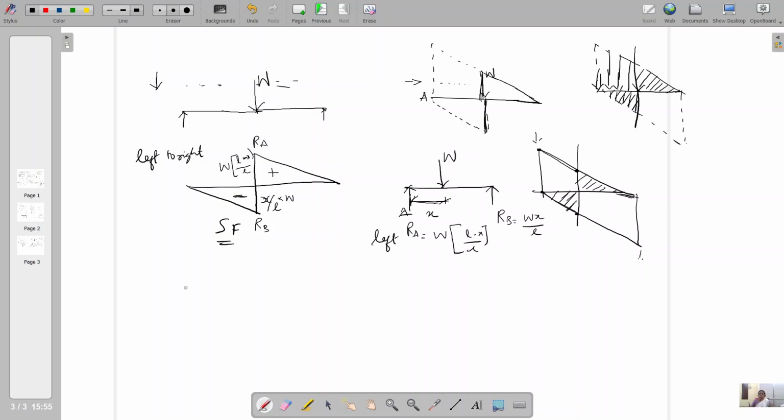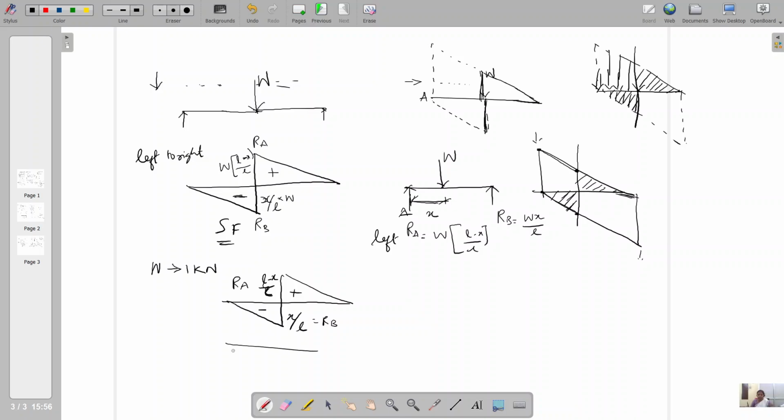Here a very important conclusion we are going to obtain. I am making W equal to 1 kilonewton for my convenience. Then the shear force diagram will be, instead of W, you consider 1. So it is x by L, and here it is (L minus x) by L. This is the negative diagram and this is the positive diagram, as discussed earlier. So this is the RB value, and here it is the RA value.